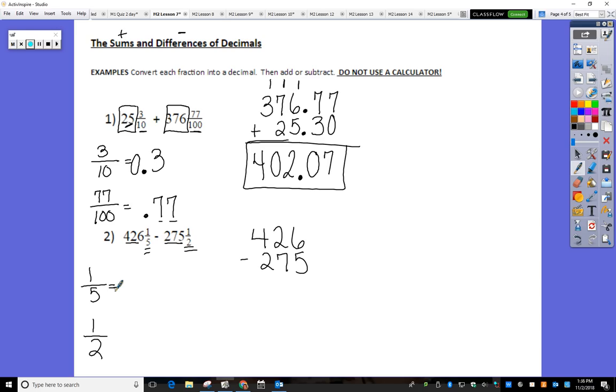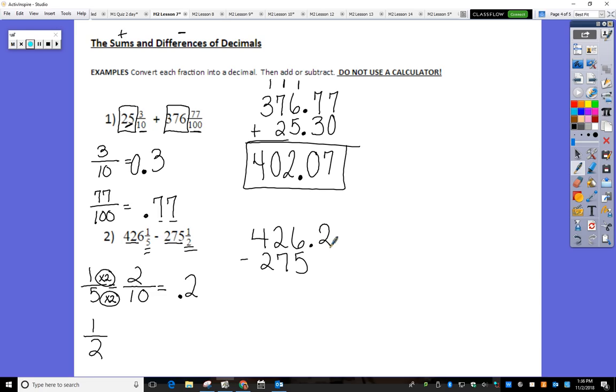So if you recall, the place directly next to the decimal is the tenths place. So I'm going to think, can I turn 5 into 10? And I absolutely can. So I'm going to turn this into a fraction over 10. So 5 times 2 is 10. 1 times 2 is 2. 2 tenths is the same thing as a 2 in the tenths place, or 0.2. So next to the 426, I'm going to put 0.2.